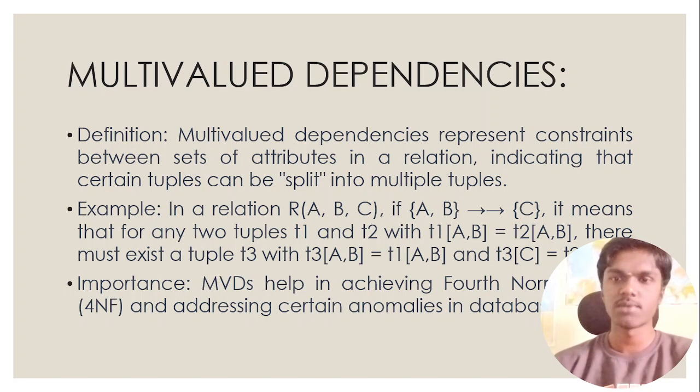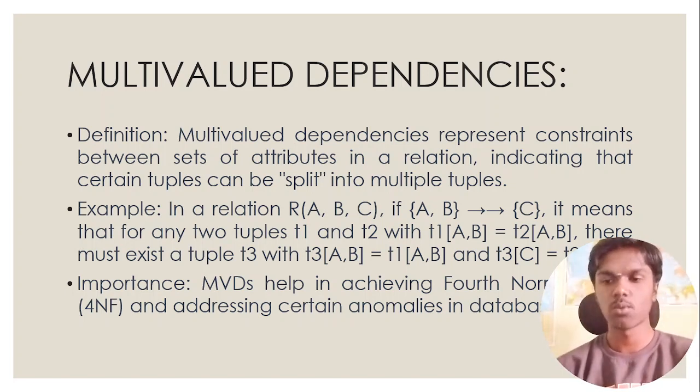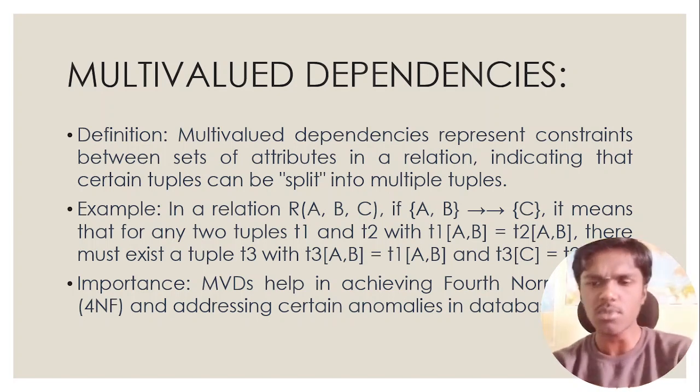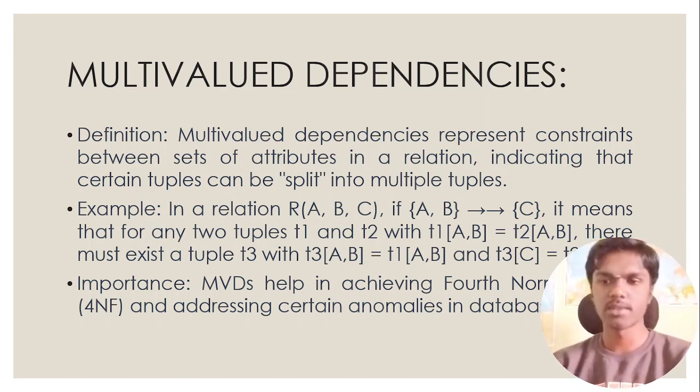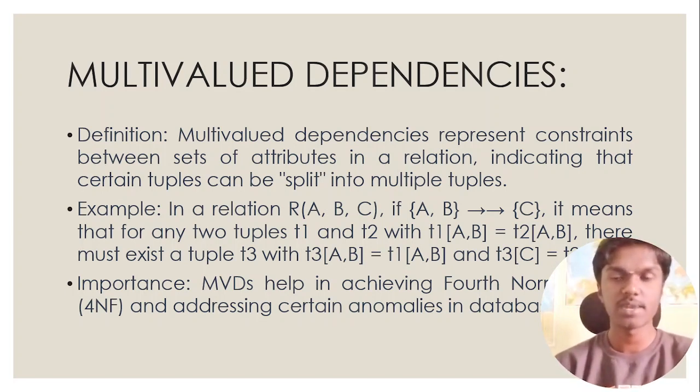Let's consider an example. In a relation R of A, B, C, if A multidetermines C, it means that for any two tuples T1 and T2 with T1 of A, B equal to T2 of A, B, there must exist a tuple T3 with T3 of A, B equal to T1 of A, B and T3 of C equal to T2 of C. So it's just like if there exist two tuples, T1 and T2, then there must exist T3 whose A, B equals that of T1 and whose C equals that of T2.